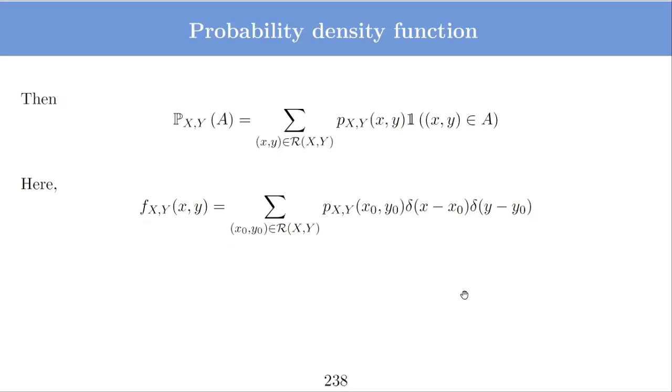Similarly, the PDF can be written equivalently from the PMF by using the impulse function. There will be two impulses, at x equal to x0 and y equal to y0, and you will add all the impulses at all these pairs which are included in the range of capital X and capital Y. And you can show that if you integrate this for any set A, you will get the above expression.